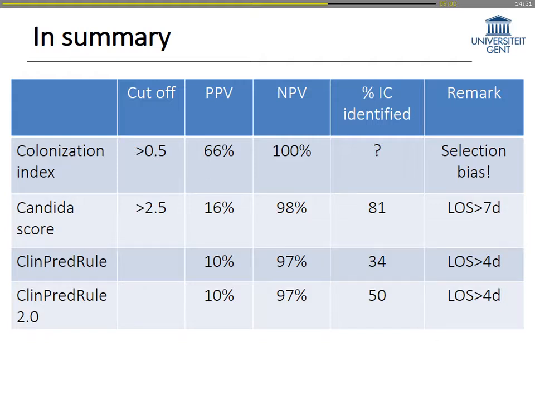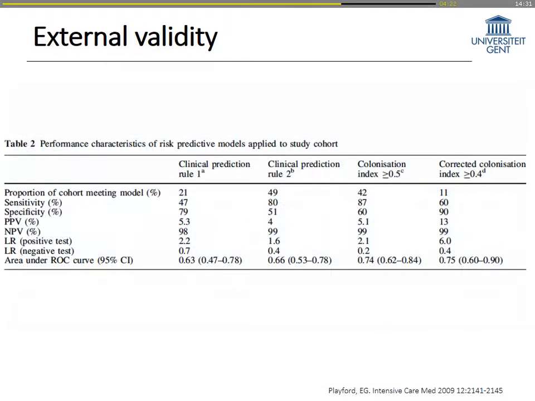And this is a summary of the different strategies or scores or rules that have been identified. This is an interesting column here. This is the percentage of invasive candidiasis episodes that was identified using this score. As you can see, it's far from 100%. Also, a lot of selection bias, and a lot of investigators only looked at patients who stayed in the ICU for a longer period of time. The problem is that we will be using these scores in patients who are admitted to the ICU maybe for 1 or 2 days. So the risk may be different in this selected group of patients.